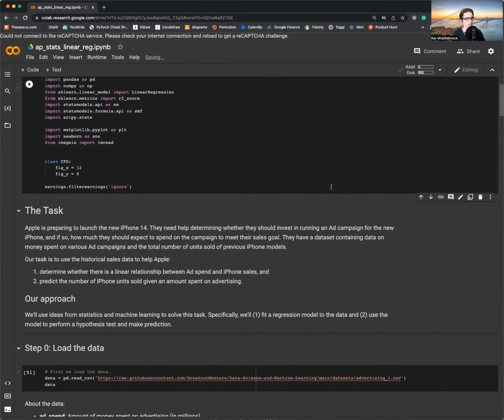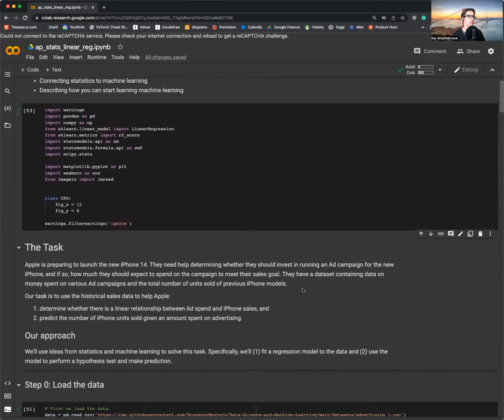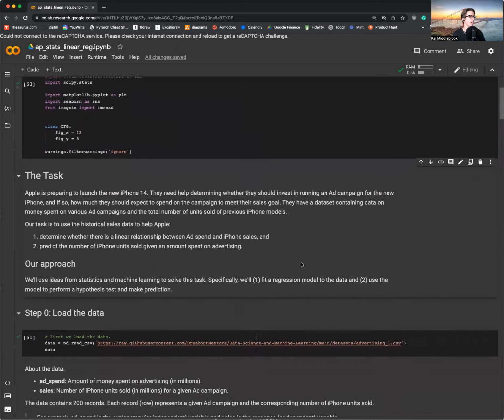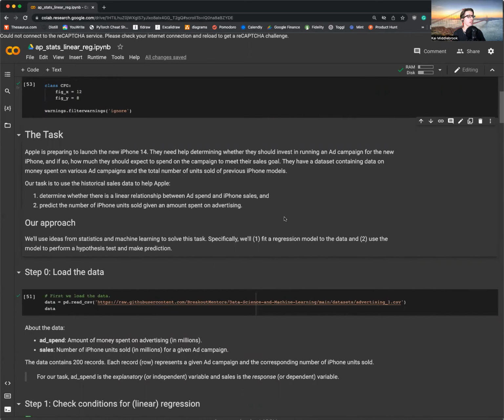Cool. By the way, the platform I'm using to write this code and share this episode is Google Colab. All right. So the first thing we're going to do is linear regression, right? Apple is preparing to launch their new iPhone 14, and they need help determining whether they should invest in running an ad campaign for the new iPhone. They also need to know if they decide to run that ad campaign, how much should they spend on that campaign and how much can they expect basically to get back in terms of the number of iPhone units that they sell.